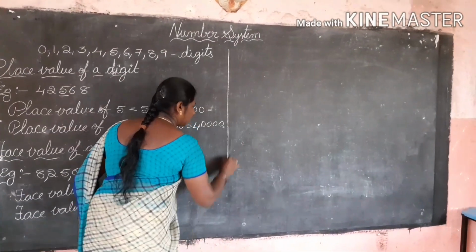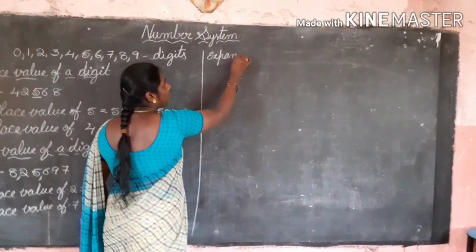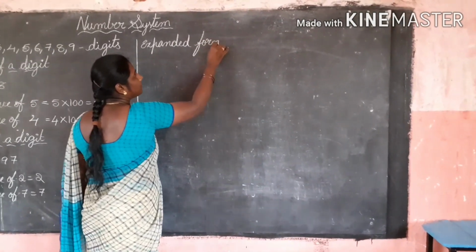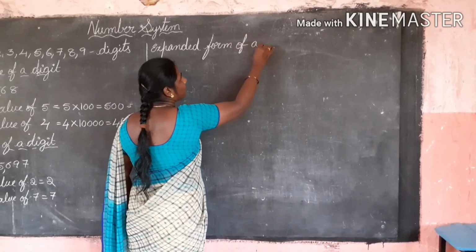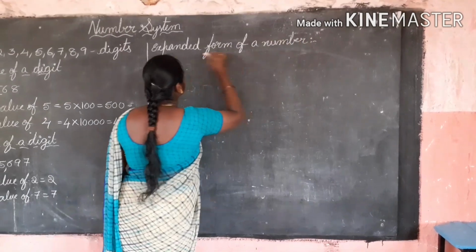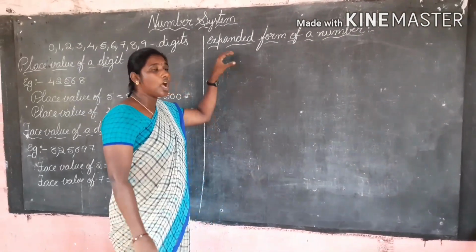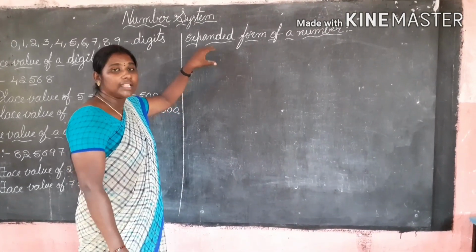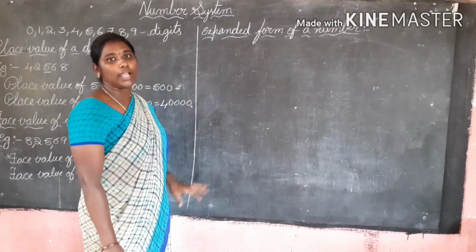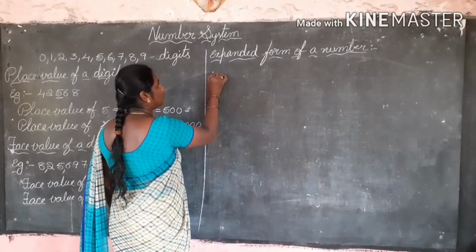Next one, expanded form of a number. How do we expand the given number? The expanded form of a number is the sum of its place values.